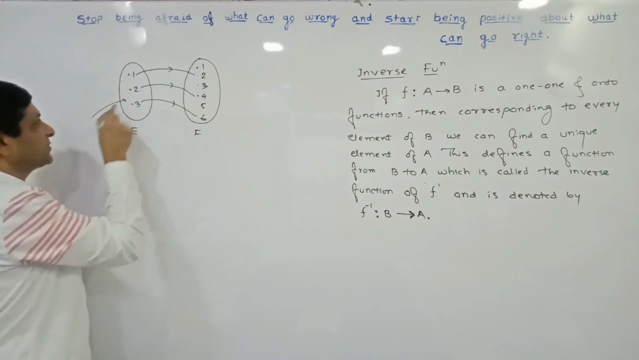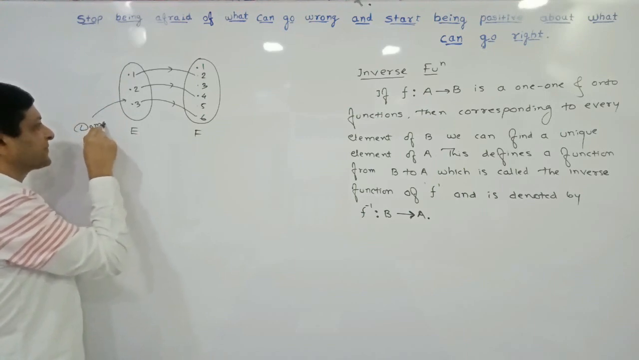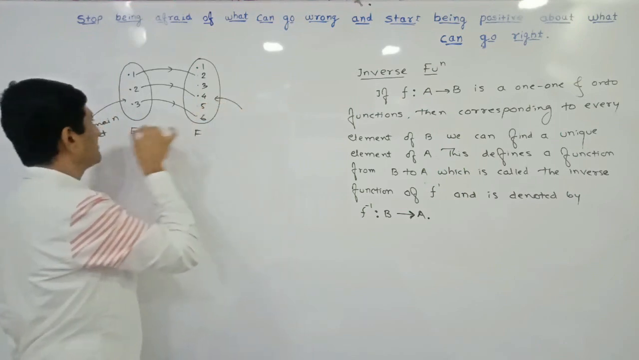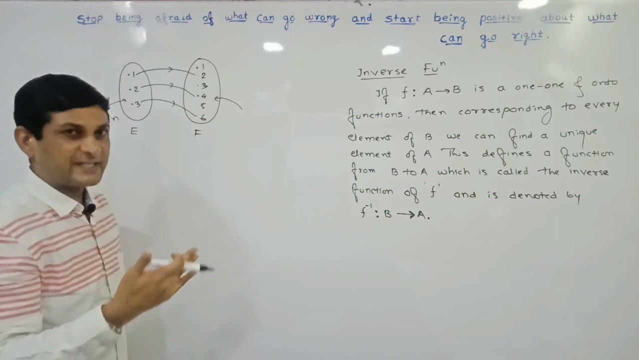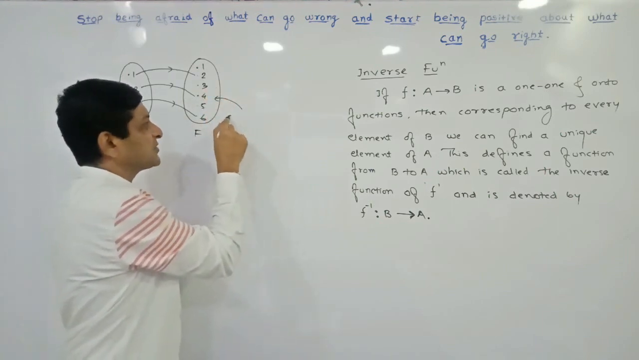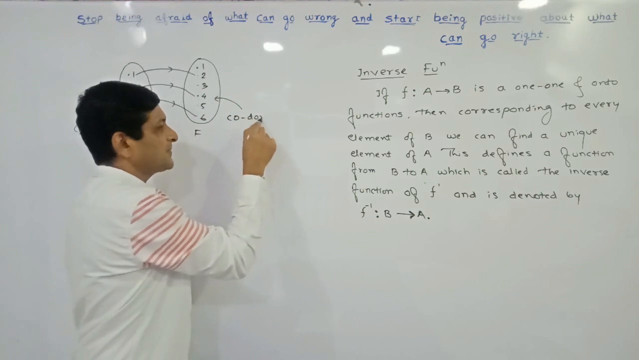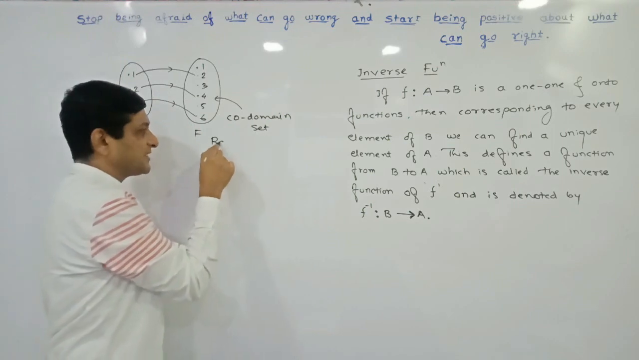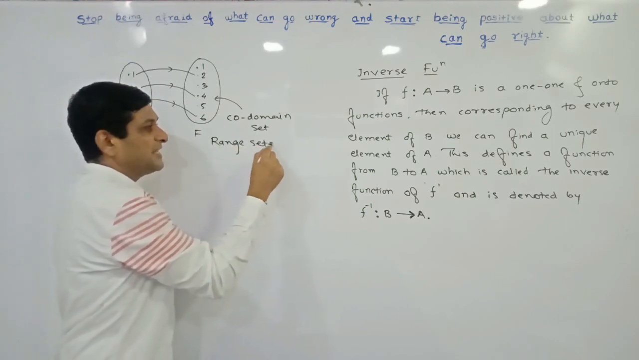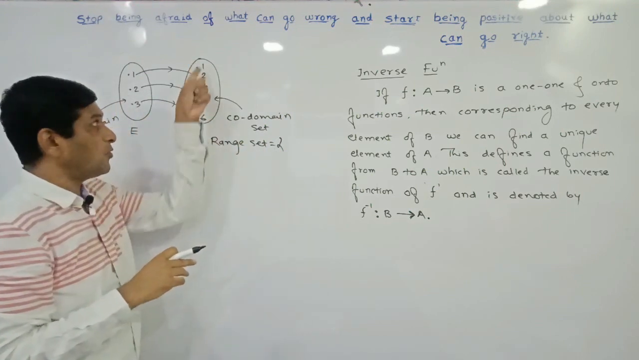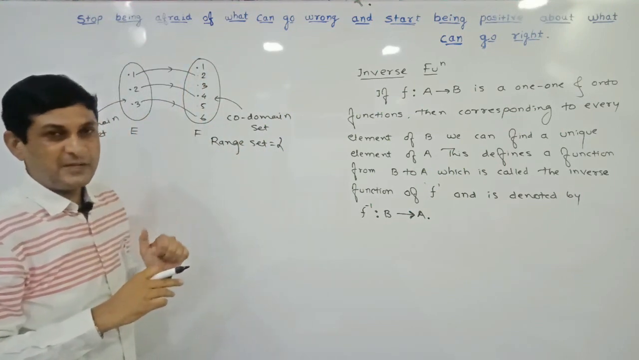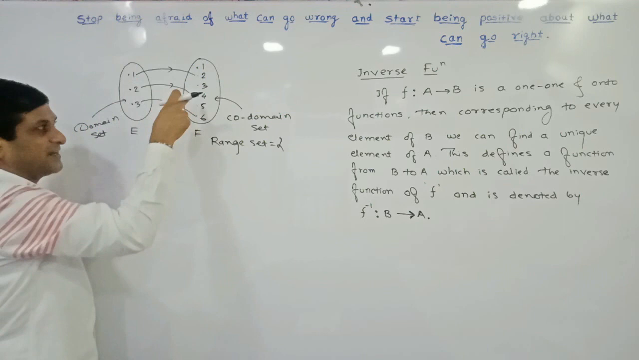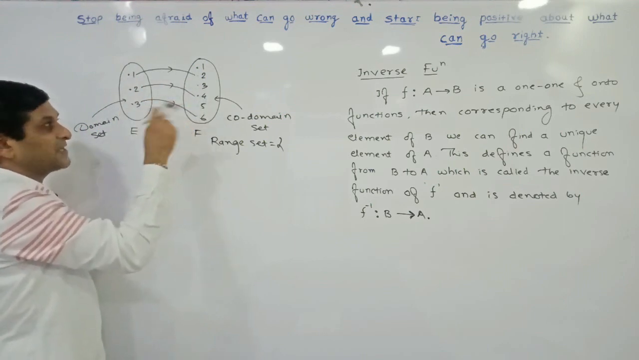If there is a function, then this first set is called the domain set. These words are very important. In many examples we observe such words: domain set, codomain set, range set. This second set is called the codomain set. And the third important word is range set. Now the range set contains those elements of the codomain set which are images of some element of the domain set. Here 2 is called the image of 1, 4 is called the image of 2, 6 is called the image of 3.